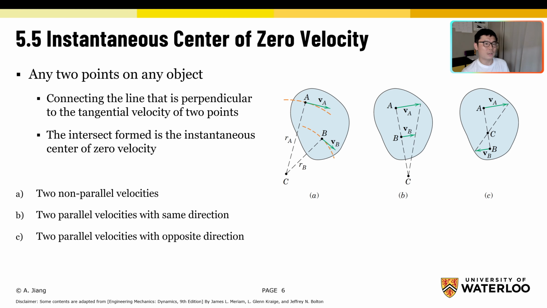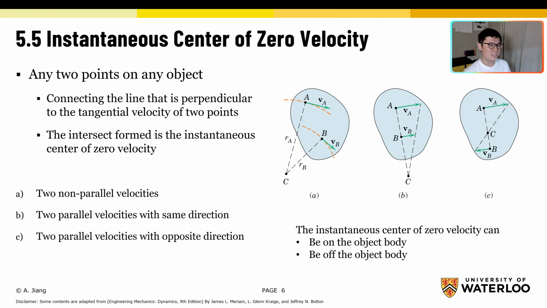Based on what we just talked about, there are generally 3 different cases you can encounter. For 2 non-parallel velocities, this is the same as we did just now. For 2 parallel velocities, you can see from the illustration how to draw the auxiliary lines to find the instantaneous center of zero velocity. As you can see, the instantaneous center of zero velocity can be either on the object body or off the object body, depending on the shape.